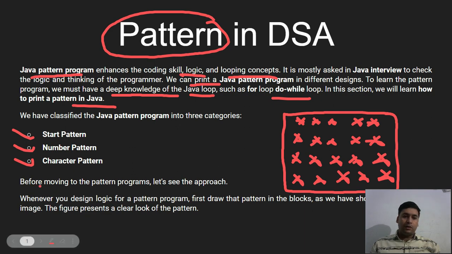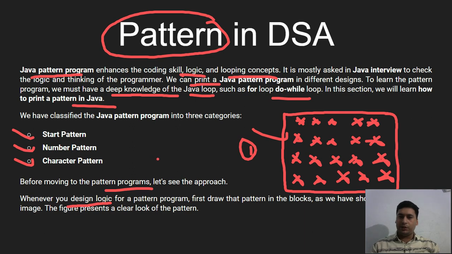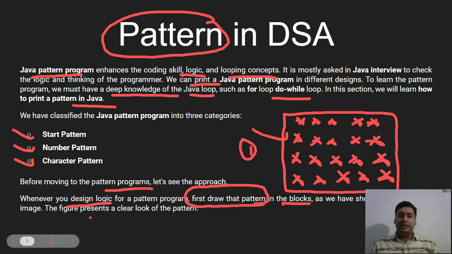So before moving to any other patterns or programs, let us see whatever logic you are thinking in your mind. For example, someone gives you a pattern to design. Whenever you think of any logic or design patterns of programs, first draw the pattern. This line is very important. First draw the pattern in blocks, and then check whether the figure presents the pattern clearly or not.